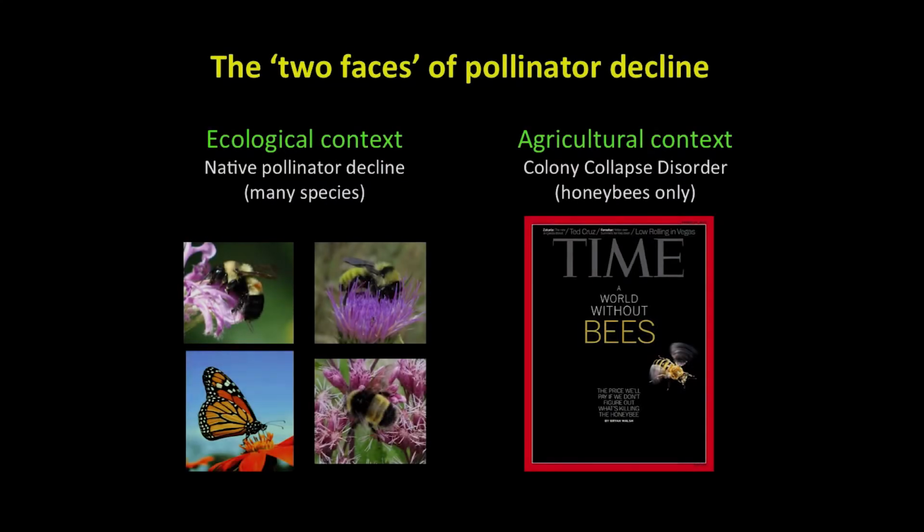So when we look at pollinator decline, again, just to contrast the agricultural context and colony collapse disorder, which is receiving a lot of attention, a lot of funding, versus the ecological context where we've got many species in decline. Honeybees aren't going extinct, but these species are. Bombus affinis, for example, is the first bumblebee on the endangered species list. And in 5 years, unless we figure out what's going on, it will be gone.